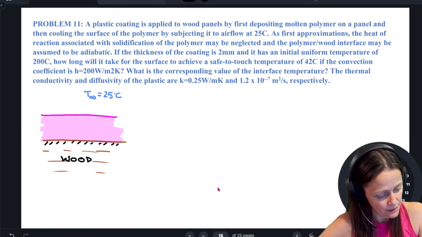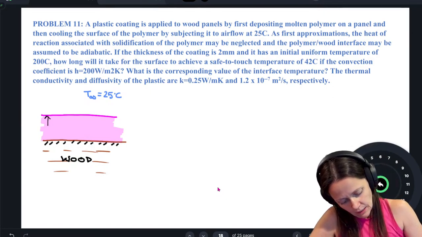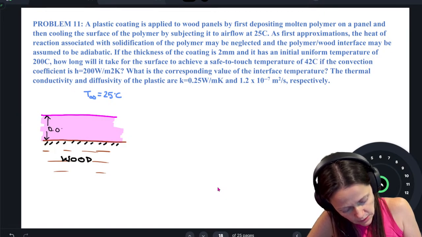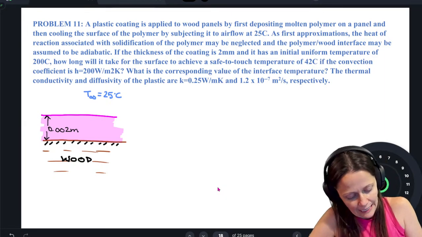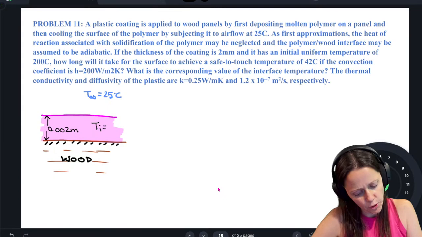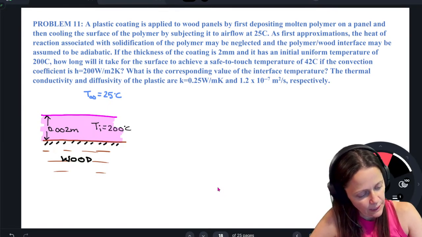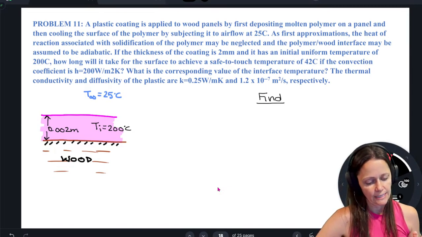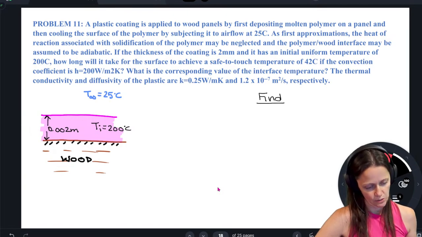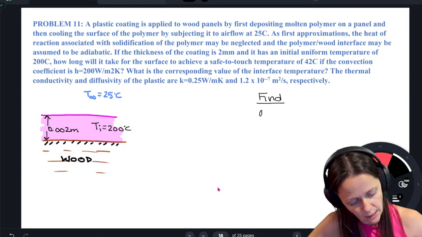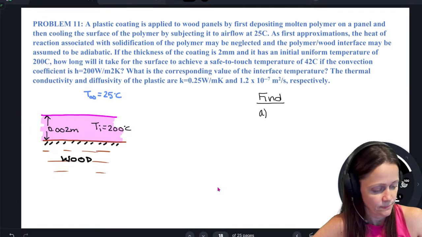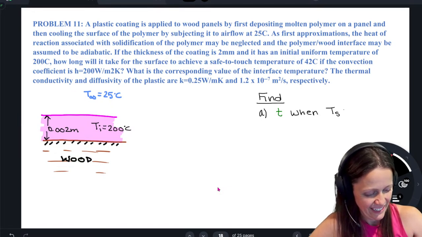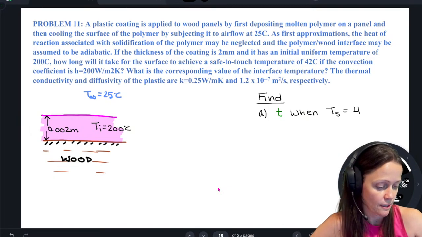The thickness of this coating is 0.002 meters. It's got an initial temperature, Ti, of 200 degrees. And we want to find how long it's going to be until we achieve a safe touch temperature of 42 degrees on the surface. So that's the first thing we're going to find. I'm going to call this A. That's number one. I need to find the time when the surface temperature is equal to 42 degrees Celsius.